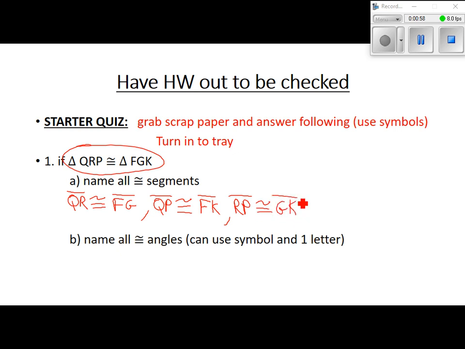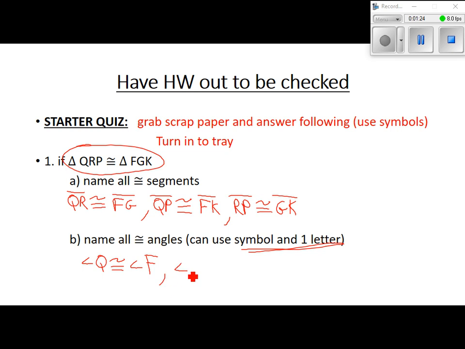Now on the angles, I said you could use a symbol and just one letter. Pick me an angle in this first triangle. Angle Q. Angle Q has to be congruent to what angle in the second triangle? Angle F. Now, all the time, can you always name them with just one letter? No. These, it looks like you can because they don't share any letters, so you're probably fine.